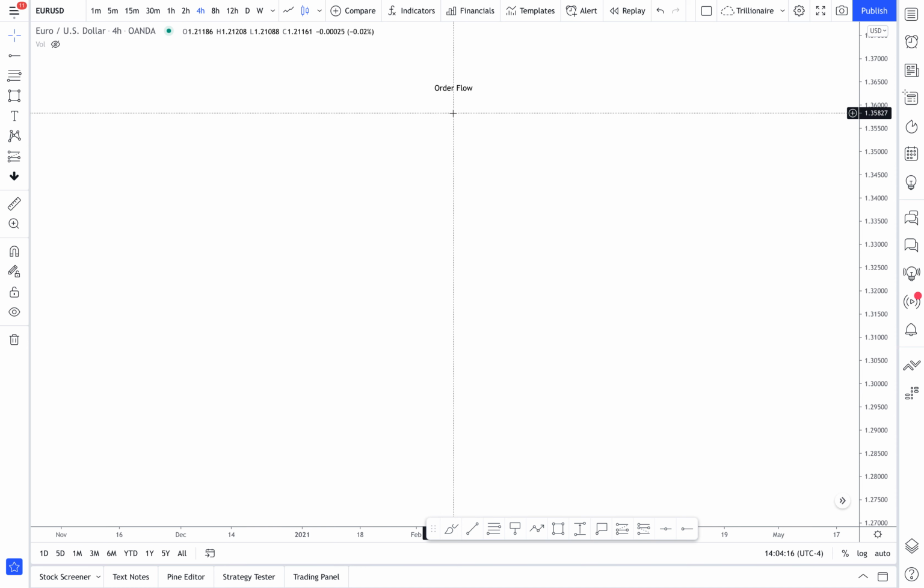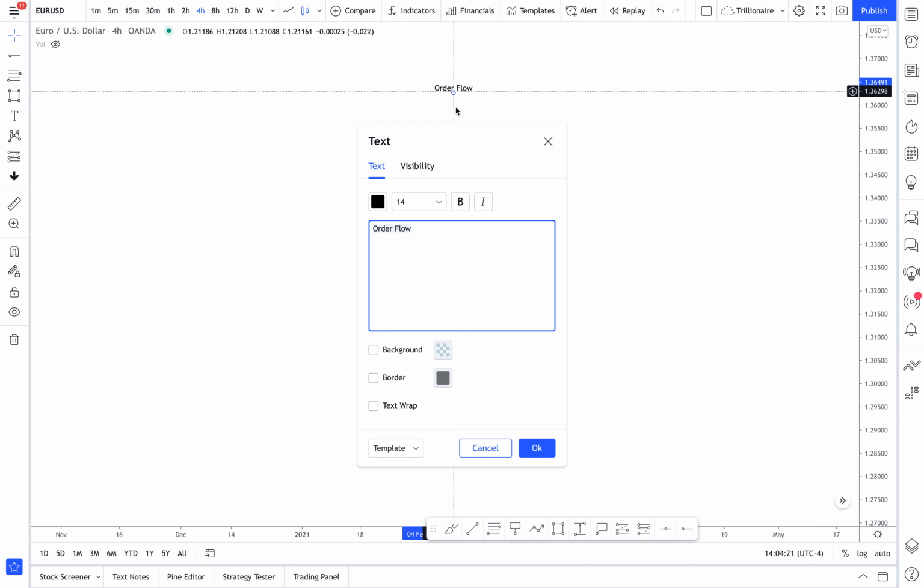Okay, so order flow is simply just the flow of the market. All right, don't overthink it, don't overcomplicate it. It's literally just how the market flows.